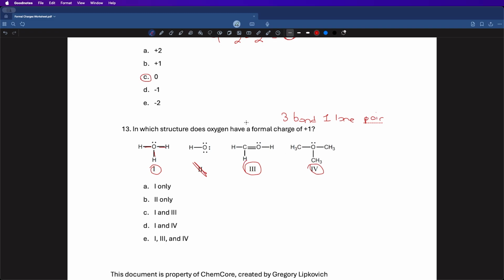And what it's connected to, or the arrangement of the bonds, is not relevant at all, right? It has no correlation to the formal charge. The formal charge, no matter what the arrangement is, will be the same. So the answer is 1, 3, and 4. All of these.